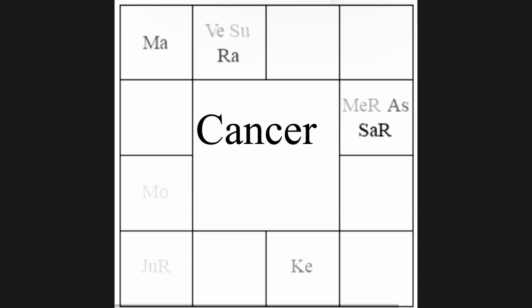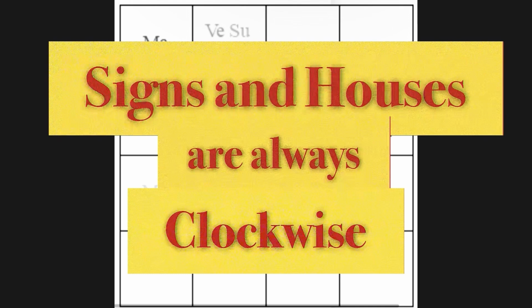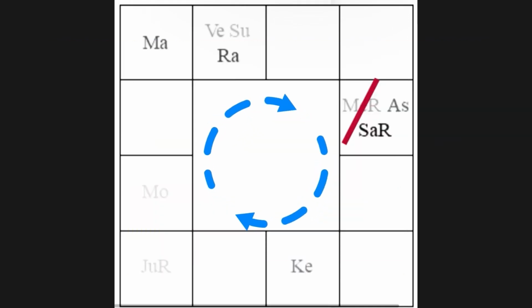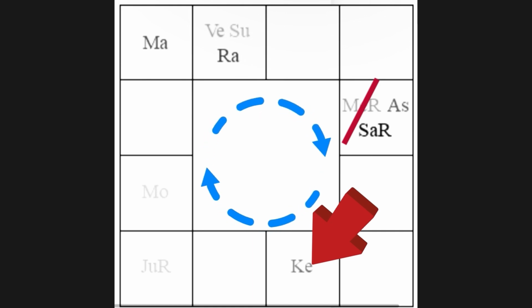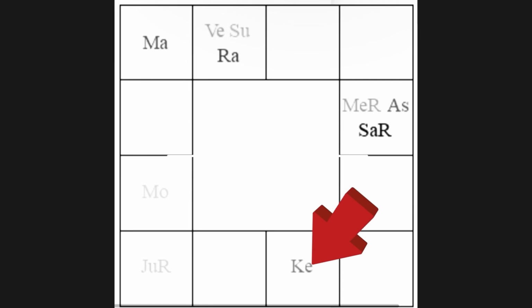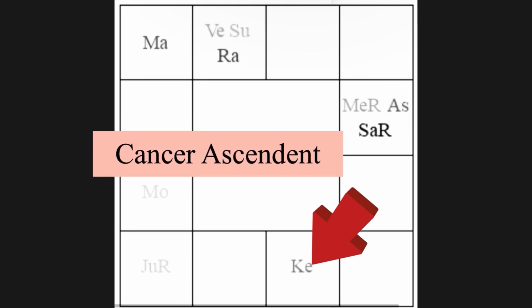Here we have an example of a Cancer ascendant. With the line we mark where the first house is. And remember, the signs and houses are always going in a clockwise motion. So if I wanted to see the 4th house of this Cancer ascendant, I would see right here that Ketu, the south node, is sitting in the 4th house. And we know, because the signs never change in the South Indian chart, that the 4th house is ruled by the sign of Libra for this Cancer ascendant.